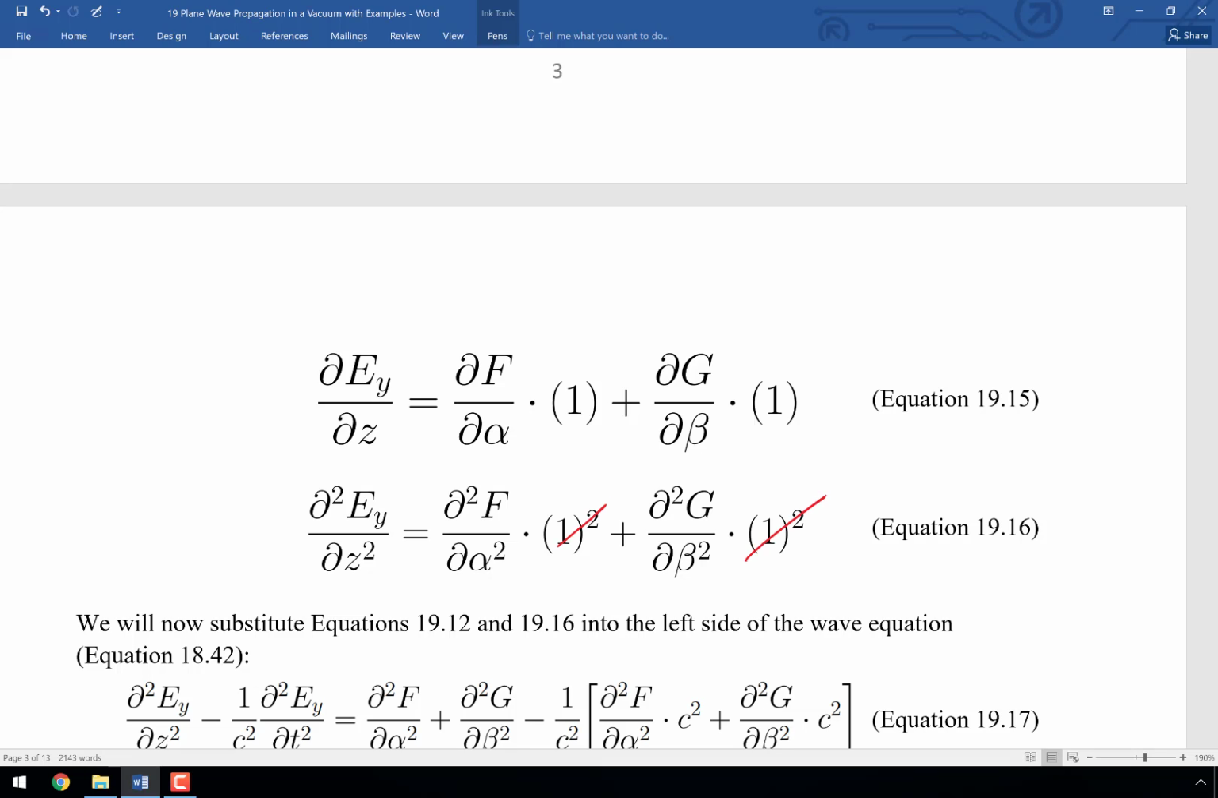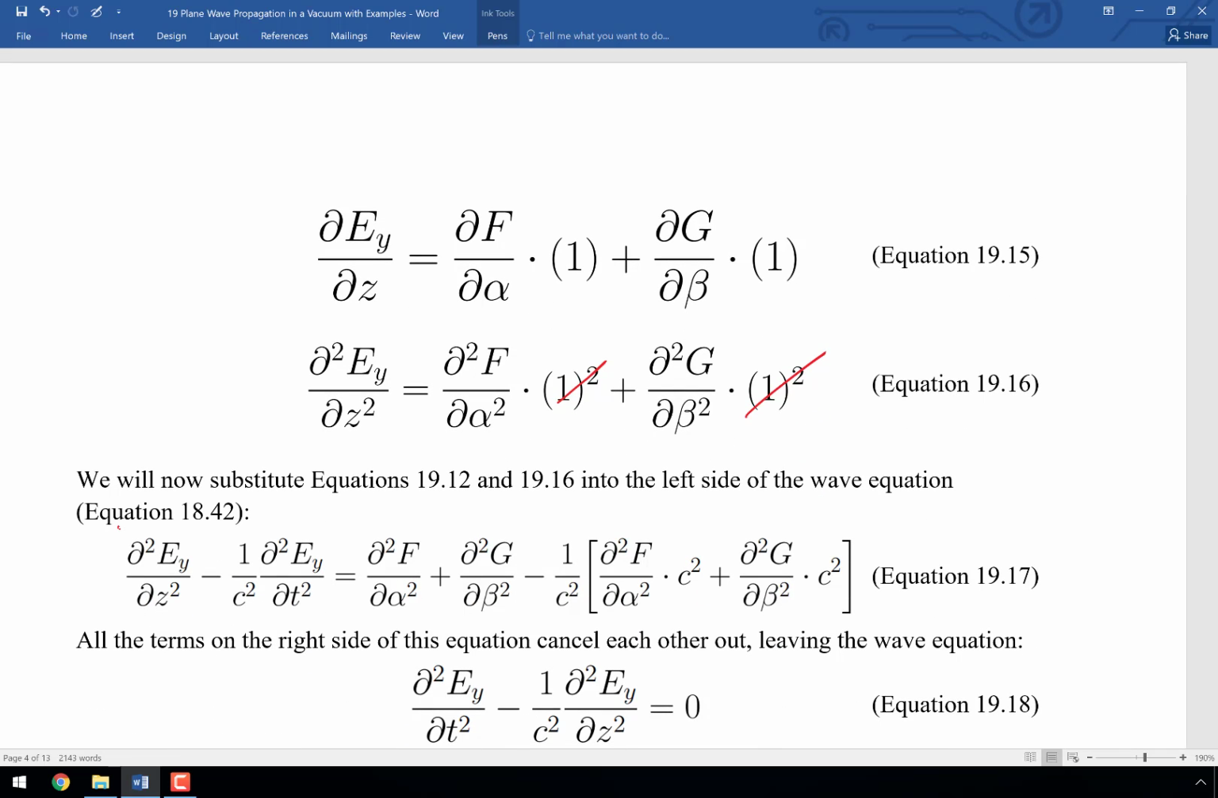They can be omitted. Now what we're going to do is take equations 19.12, which was the second derivative with respect to time, and 19.16, which is the second derivative with respect to z, and plug those into the wave equation. So remember that this is the form of the wave equation, and what we want to do is prove that that is equal to 0, because the wave equation requires that that be equal to 0. So I'm going to take my quantity here that represented the second partial with respect to z. Don't forget that there's a minus 1 over c squared term here, so that's where this minus 1 over c squared term comes from.